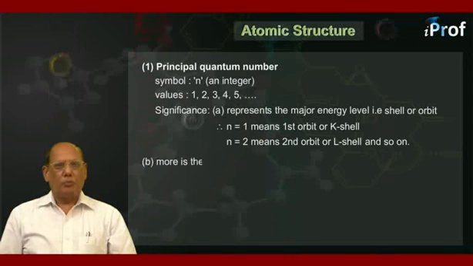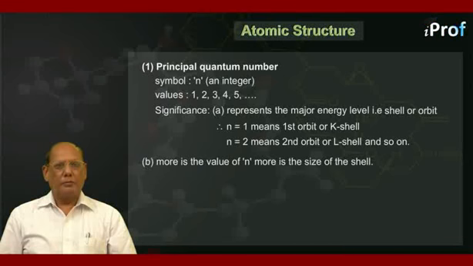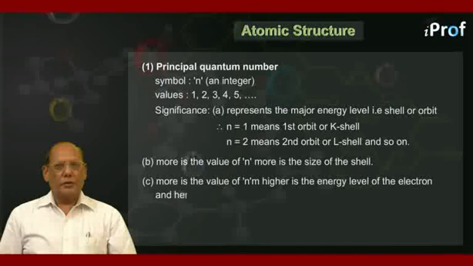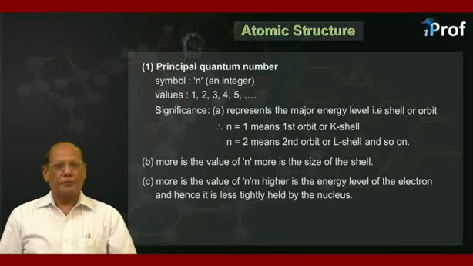B. More is the value of n, more is the size of the shell. C. More is the value of n, higher is the energy level of the electron, and hence it is less tightly held by the nucleus.